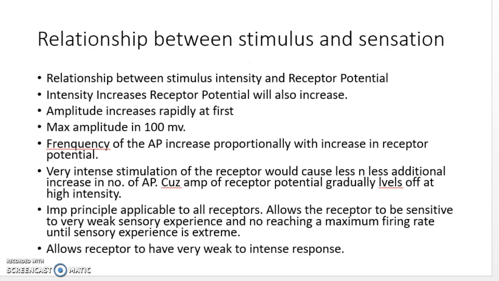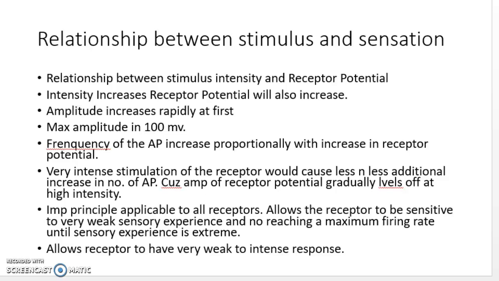And what's the relationship between a stimulus and sensation? We'll dive into that. In the beginning there is an increased rate of discharge, but towards the end there is a very low rate of discharge. As intensity increases, the receptor potential also increases. Note that the amplitude increases rapidly at first, but then progressively less rapidly at high stimulus strength. The maximum amplitude of the receptor potential is about 100 millivolts, and it is elicited in extreme cases of intensity.